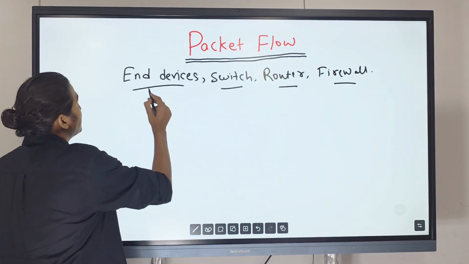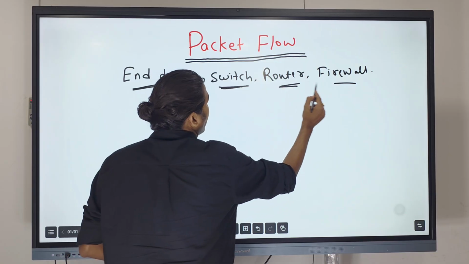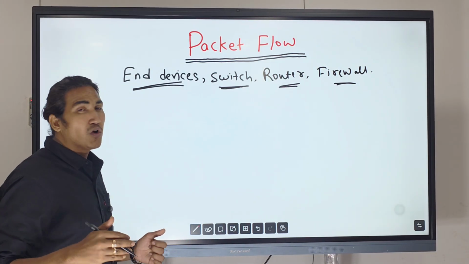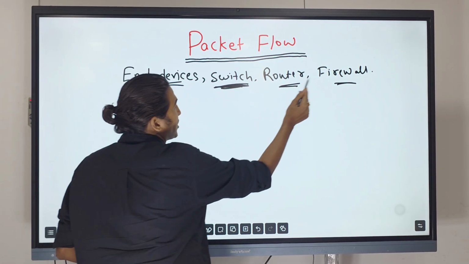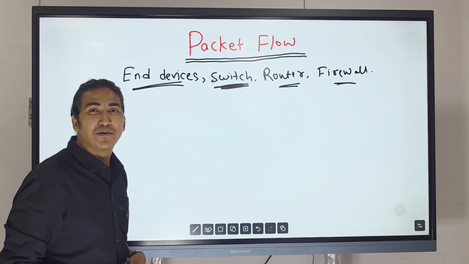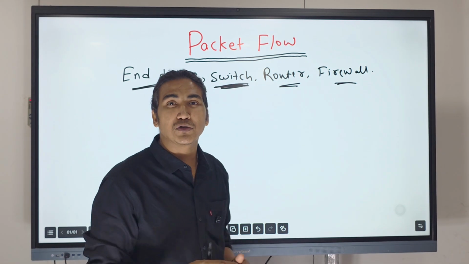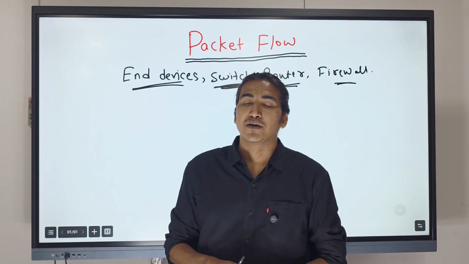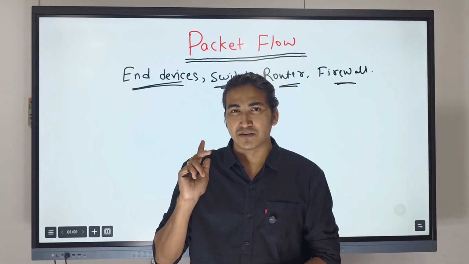So guys, this topic is packet flow between end devices, our switch, our router and our firewall. The main goal of this video is to teach you the packet flow over switch, router and firewall. But before talking about the packet flow over switch, meaning how the switch is going to process the frame, or how the router is going to process the packet, or how the firewall is going to process the traffic, let me tell you the packet flow between two PCs, meaning end devices.